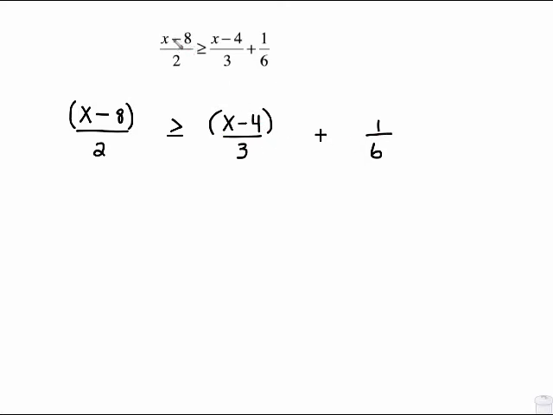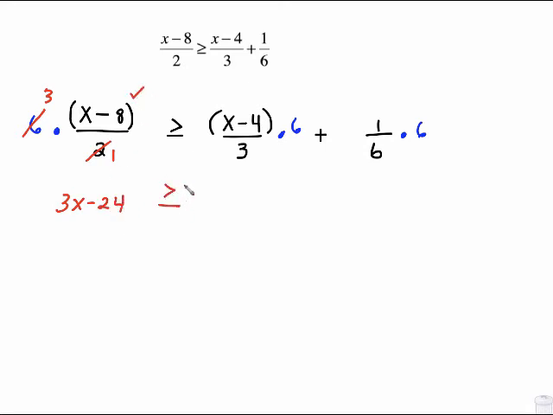I also took the binomials and put those in parentheses because oftentimes you're going to have to do some distributive property after you cancel. So we're going to multiply this by 6, this one by 6, and this one by 6. And then because it's spread out, you can see the canceling a little better. 2 goes into 2 once, 2 goes into 6 3 times, and then distribute 3x minus 24. Had you not put the parentheses right there, you might not have distributed.